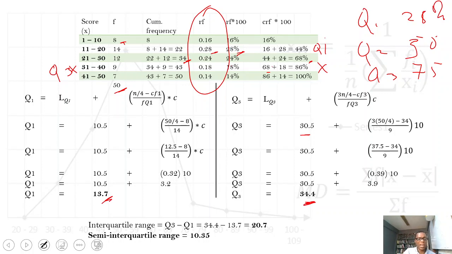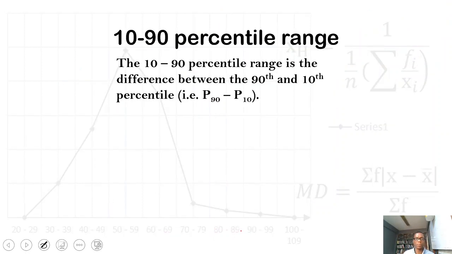So our interquartile range is actually, like we said earlier, Q3 minus Q1. In this case, our Q3 is 34.4 and our Q1 is 13.7. So our interquartile range is 20.7, and the semi-interquartile range is 10.35, because if we divide 20.7 into 2, we get 10.35.